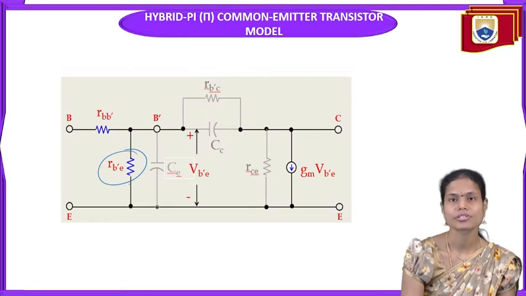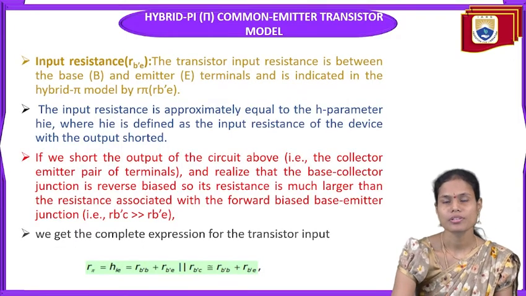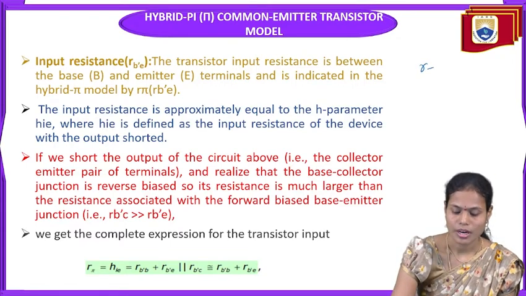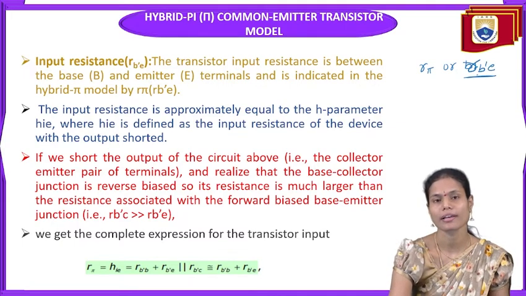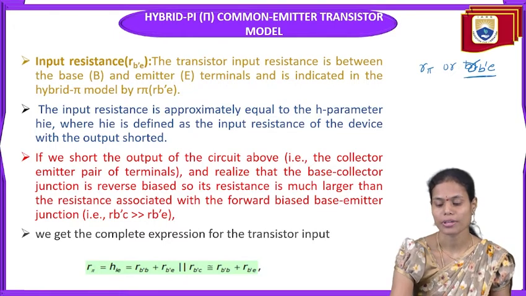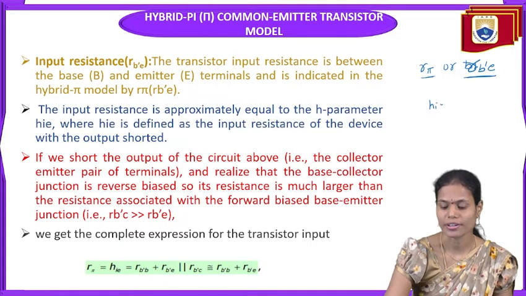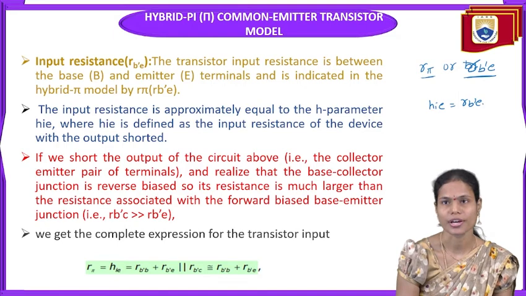So RB'E is the resistance between the base spread terminal as well as the emitter terminal. It is indicated as R pi, or else RB'E, because it exists between the base spread terminal and the emitter terminal, so we can write it as RB'E. And this model is called the hybrid pi model, so we can also write it as R pi. This input resistance is approximately equal to the H parameter input impedance, that is HIE.